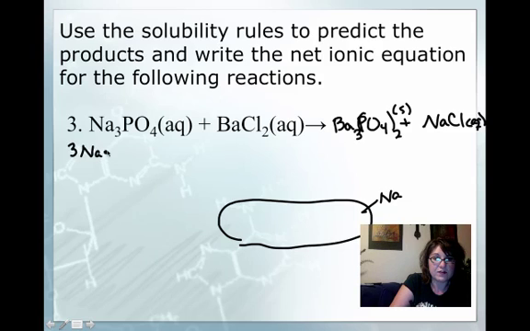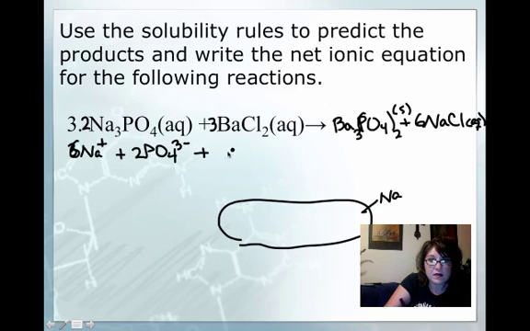No, let's not. Let's first balance the equation. I need 2 phosphates. And that gives me 6 sodiums. And let's see, 3 bariums gives me 6 chlorines. Alright, so now we've got that to balance, and we'll do a better job then of getting our net ionic equation put together. Get our 2 phosphates, 3 bariums, 2 plus, and 6 chlorides.